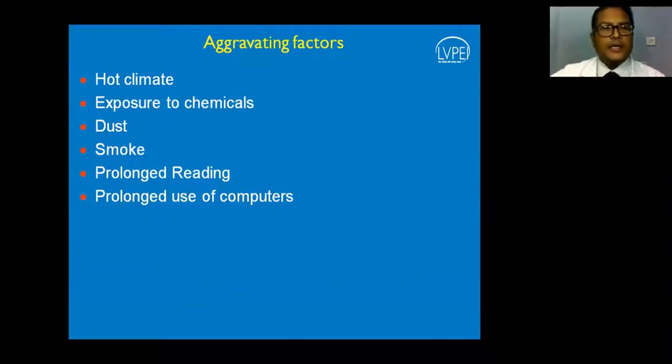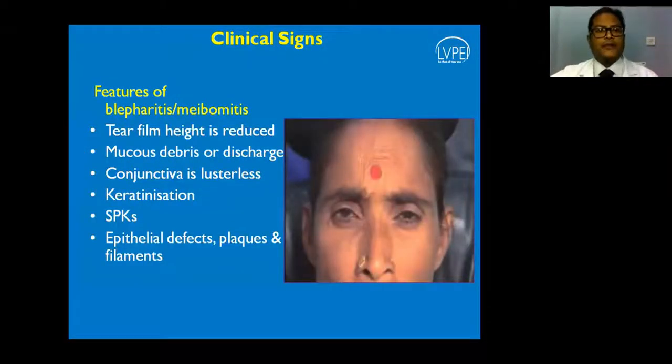So in a nutshell, the aggravating factors include hot climate, exposure to chemicals, dust, smoke, prolonged use of computers or reading. The features in addition one should look for in a patient of dry eye are features of blepharitis and meibomitis, reduced tear film height, mucus debris, discharge, keratinization, superficial punctate keratitis, epithelial defects, plaques, and filaments.